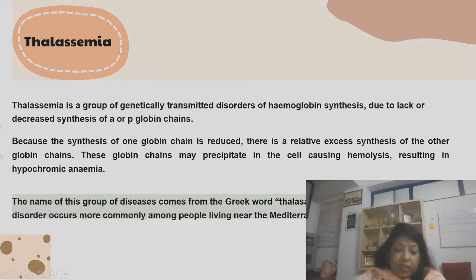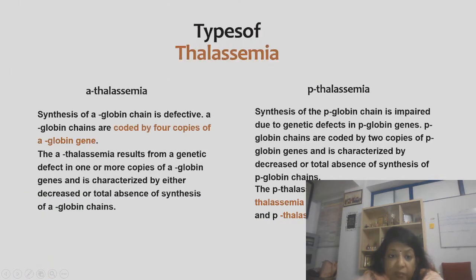Because the synthesis of one globin chain is reduced, there is a relative excess synthesis of the other globin chain. These globin chains may precipitate in the cell, causing hemolysis, resulting in hypochromic anemia. The name of this group of diseases comes from the Greek word thalas, meaning sea, because this disorder occurs more commonly among the people living near the Mediterranean Sea.